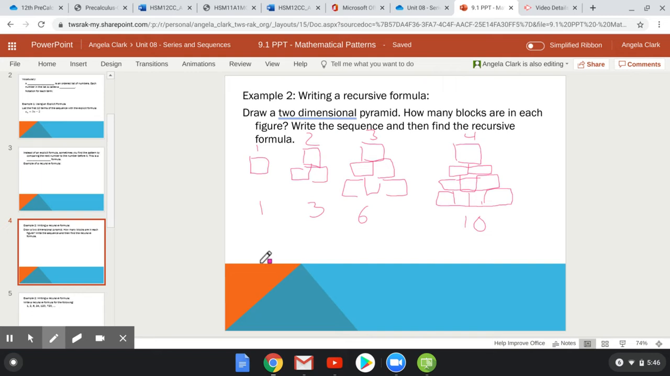A recursive formula always needs to include what the first term was, or at least a term, but usually the first term. So I know that my first term is 1. So now I need to think, okay, what did I do to my first term to get my second term? Well, I added 2 blocks. Okay, what did I do from term 2 to term 3? I added 3 blocks. What did I do from term 3 to term 4? I added 4 blocks.